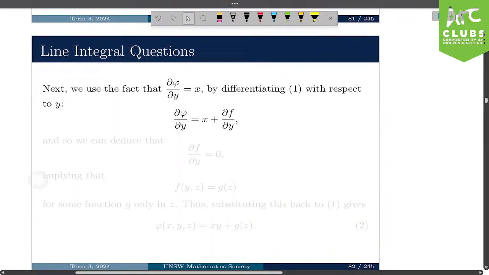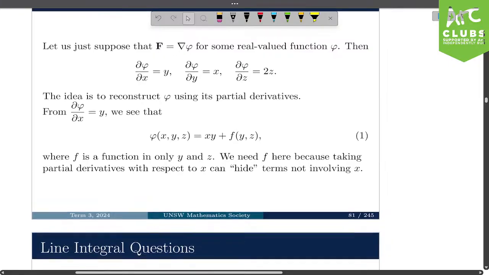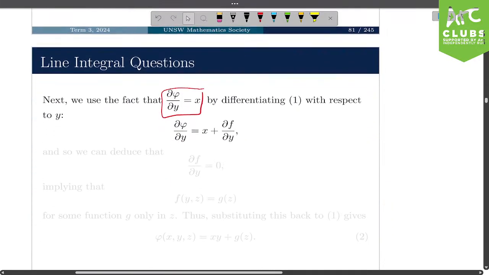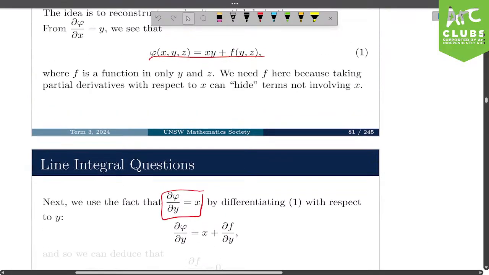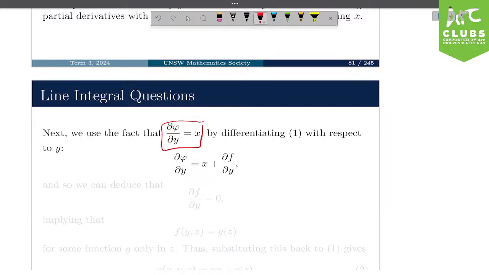Yeah, now let's do that. And we have that this is equal to that by definition. So if we differentiate the function that we had up here with respect to y, the y disappears and we get left with an x, okay? And then we have the partial derivative of f with respect to y.